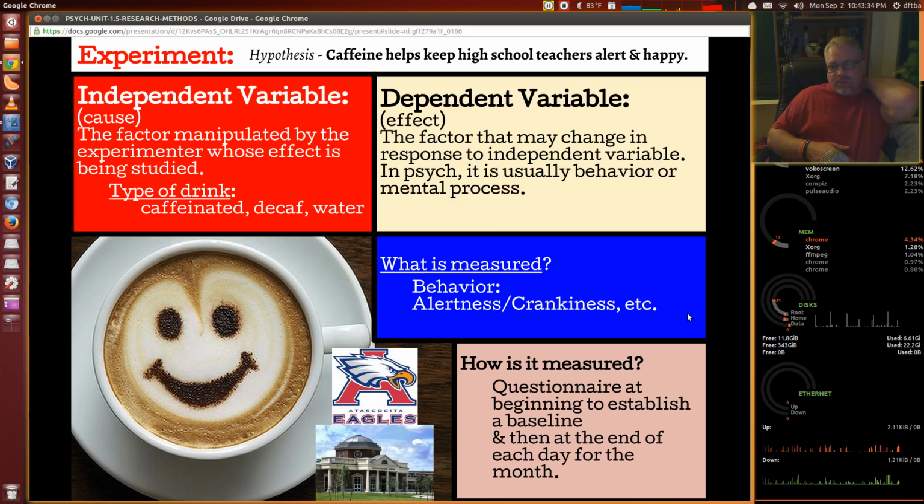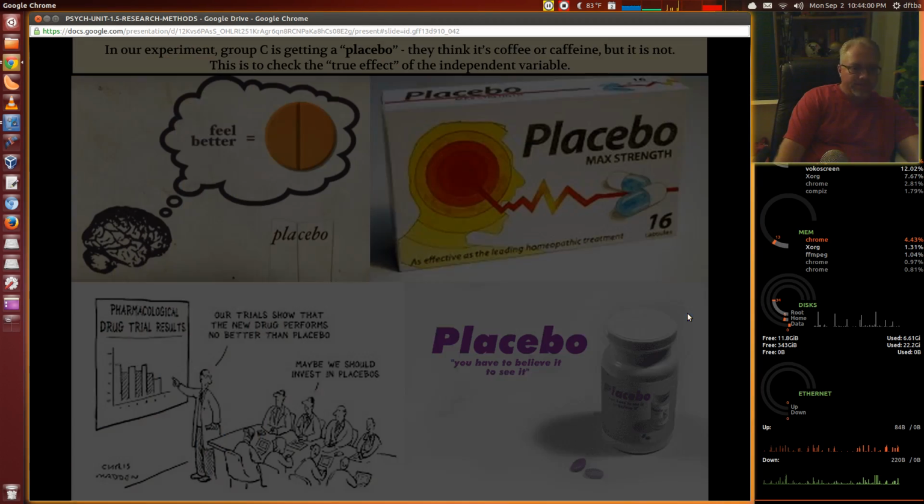I'm sure you could do observational data, but to make it easier, we could do a questionnaire at the beginning to establish a baseline, and then a questionnaire at the end of each day for a month. So at the end of each day for a month, you fill out this quick form, give them the feedback, and see if there are changes in your mental process or mood or behavior, your alertness or your crankiness.